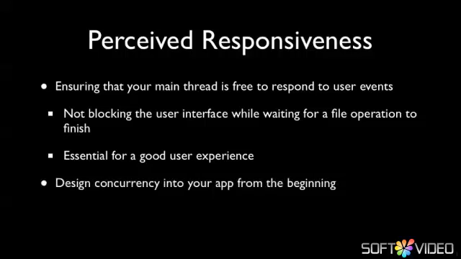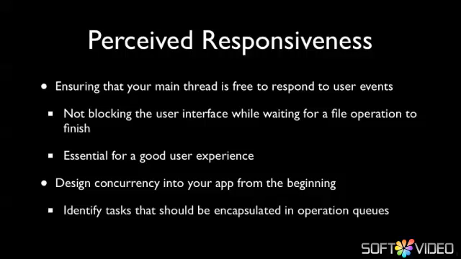Now, when we're looking at improving responsiveness or perceived responsiveness, we need to design concurrency into the application from the very beginning. It's not something we can go along and add later without reworking an awful lot of not only code logic, but also design thinking. We should identify tasks that should be encapsulated in operation queues, and then they can be coded up as operation queues at the development point.